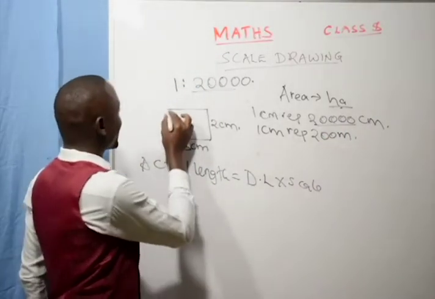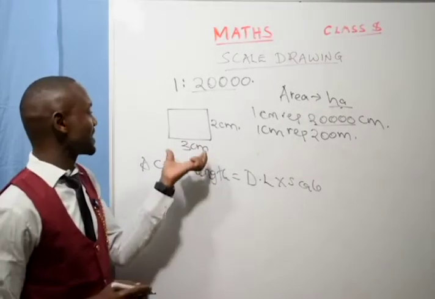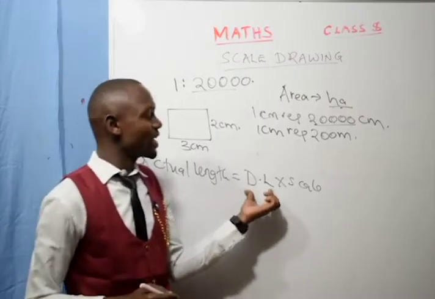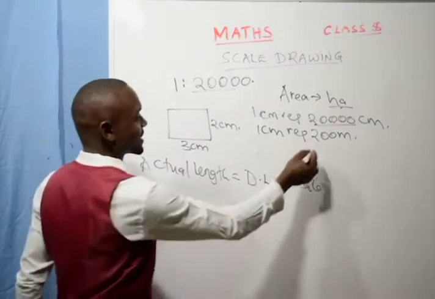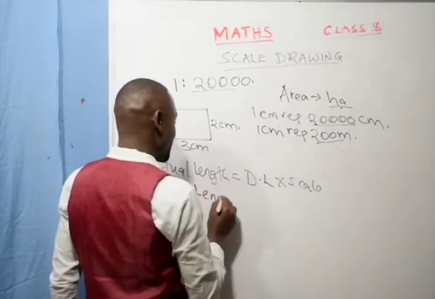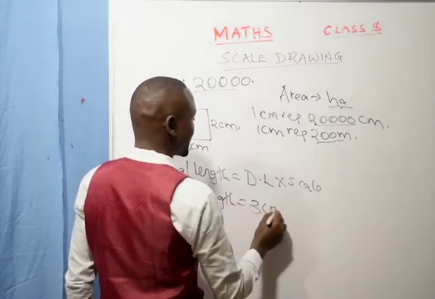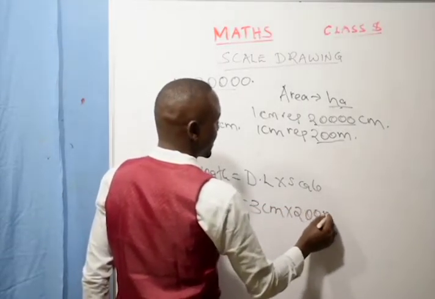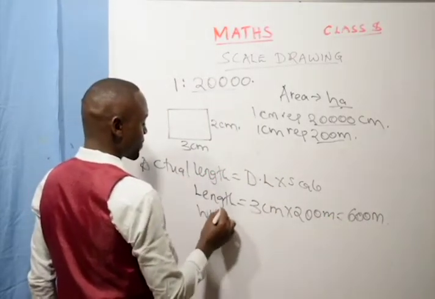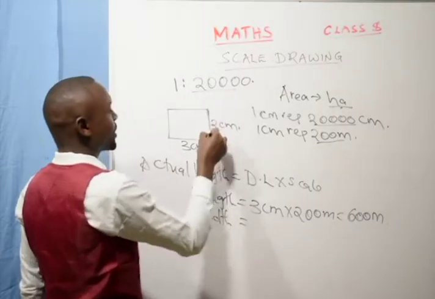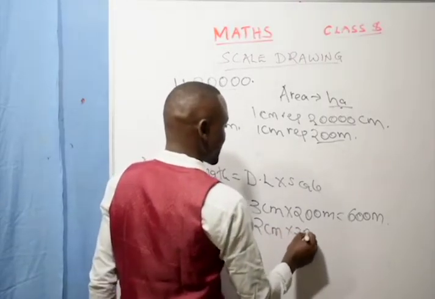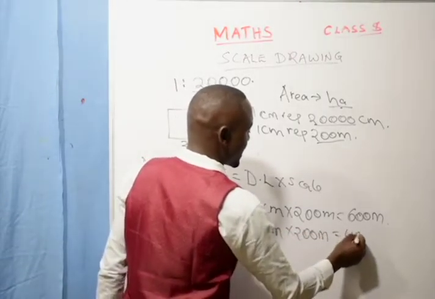So, if the drawing length of this plot of land is 3 centimeters, what is the actual length? The actual length is given by the drawing length times the scale. The scale is 200 meters, so the length of that plot of land will be 3 centimeters times 200 meters, which is 600 meters. And the width, with a drawing length of 2 centimeters, is 2 centimeters times 200 meters, which is 400 meters.